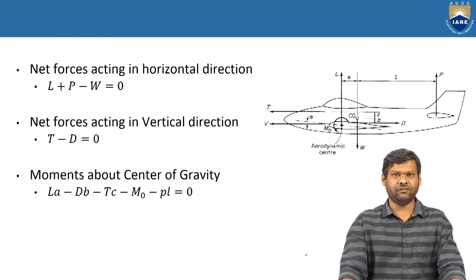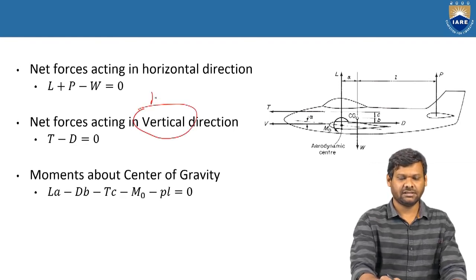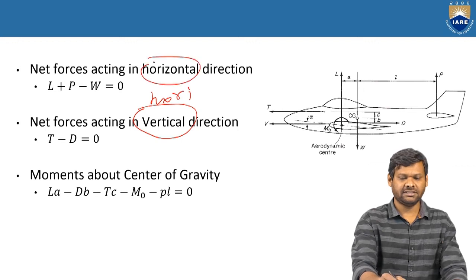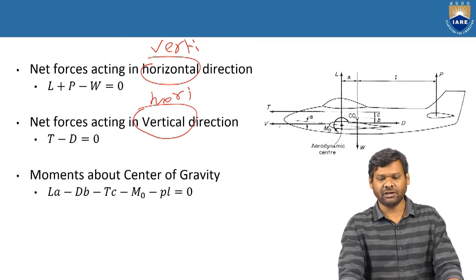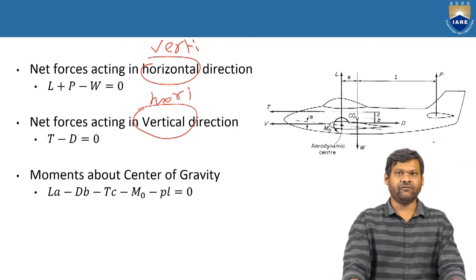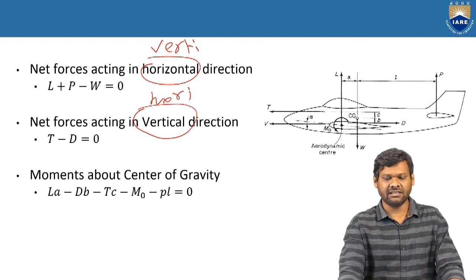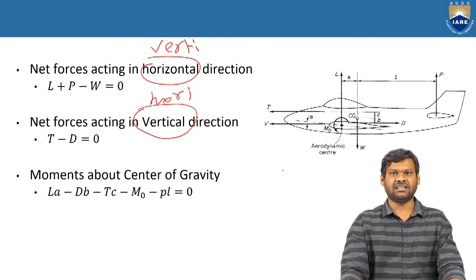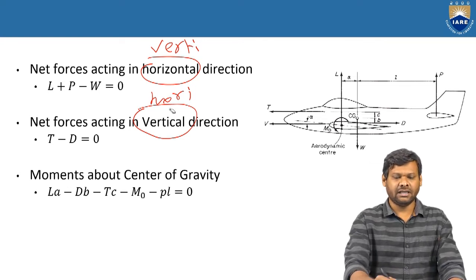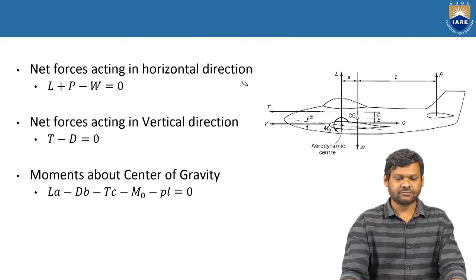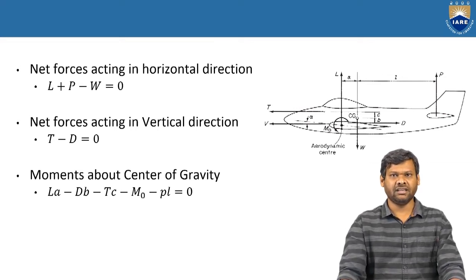And similarly, the net forces acting in the horizontal direction, this is vertical. Okay, T minus D. You can identify only two forces, one is T and D. And we are neglecting this inclination alpha. In real flight condition, this inclination alpha is very small, and we can easily neglect it.